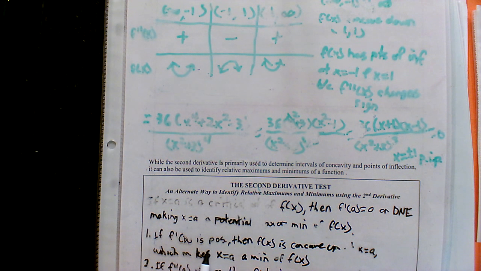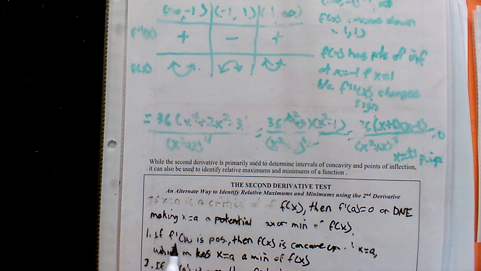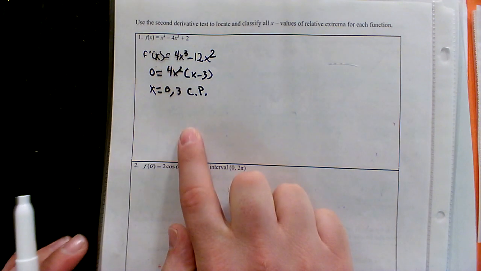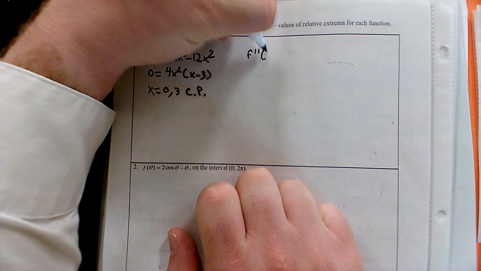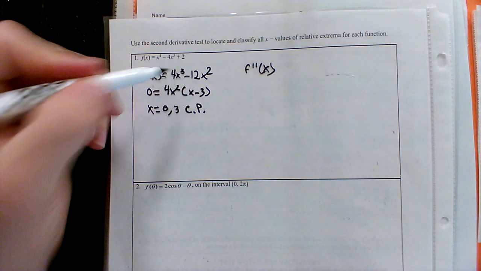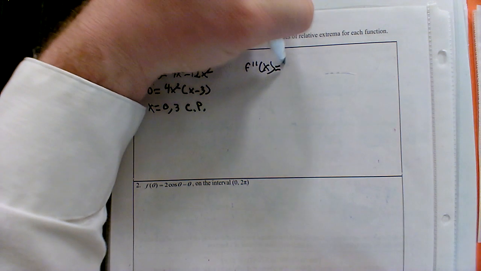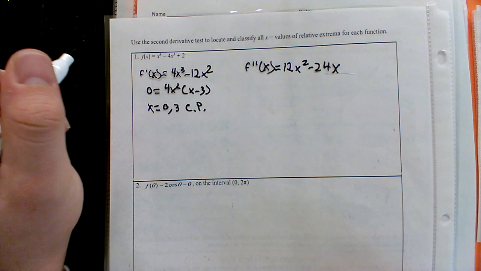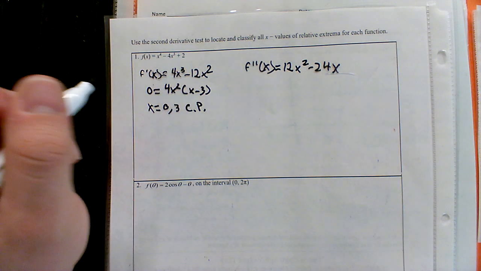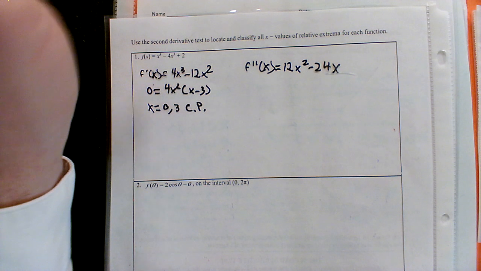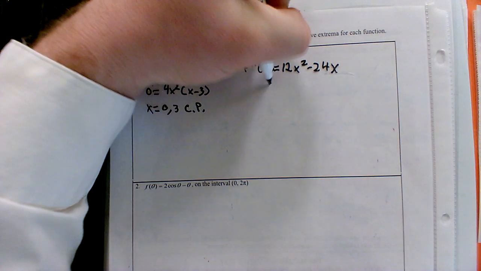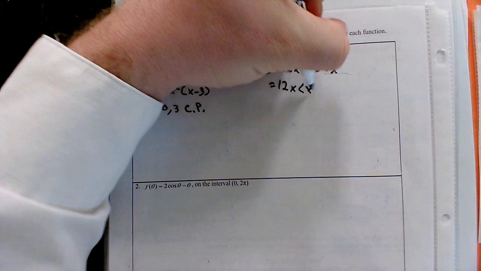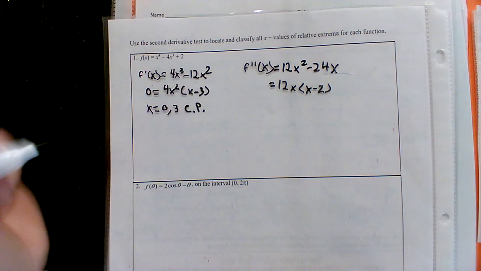Now we're going to plug those into our second derivative, because it says if f double prime of A, well, you're plugging in those critical points to your second derivative now to determine whether it's positive, negative, or 0. So we have the critical points. Now we need the second derivative. So take the derivative of this again. 12x squared minus 24x. If you want to, you could simplify it: 12x, x minus 2.